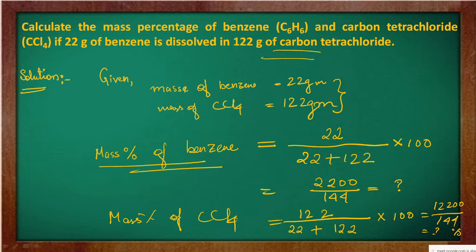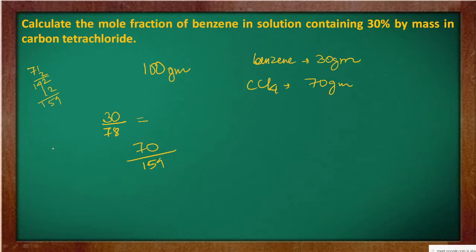Whatever percentage you get, suppose this is X percent and this is Y percent. Now you can verify the result: X plus Y will always be equal to 100%. So this was the first question, where we calculated the mass percentage. Now see another one here. Let me erase all this.